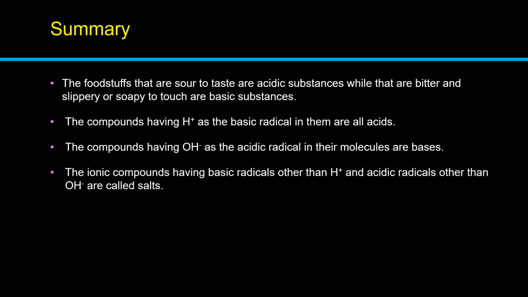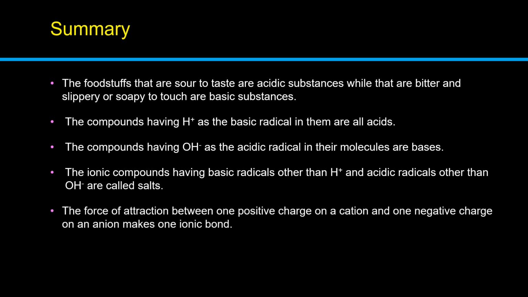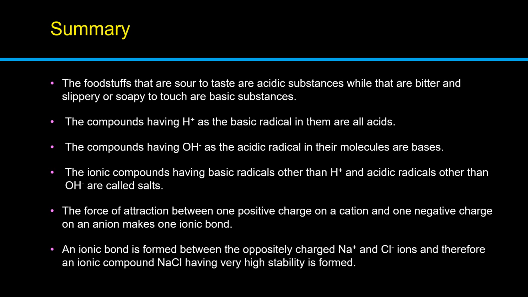The ionic compounds having basic radicals other than H plus and acidic radicals other than OH minus are salts. The force of attraction between one positive charge on a cation and one negative charge on an anion makes one ionic bond. An ionic bond is formed between the oppositely charged Na plus and Cl minus ions, and therefore the ionic compound NaCl has very high stability.